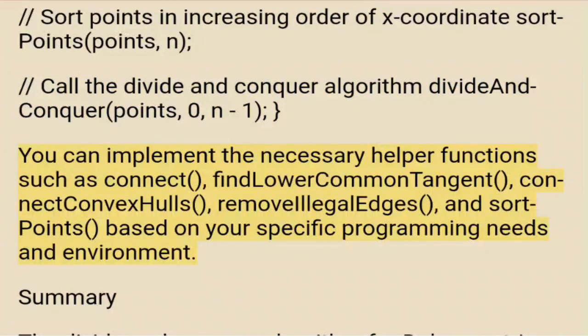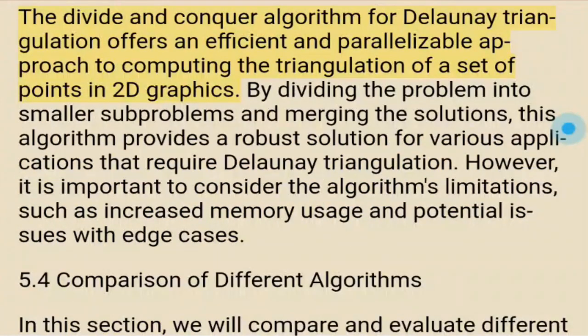You can implement the necessary helper functions such as connect, find lower common tangent, connect convex hulls, remove illegal edges, and sort points based on your specific programming needs and environment. Summary. The divide and conquer algorithm for Delaunay triangulation offers an efficient and parallelizable approach to computing the triangulation of a set of points in 2D graphics. By dividing the problem into smaller subproblems and merging the solutions, this algorithm provides a robust solution for various applications that require Delaunay triangulation. However, it is important to consider the algorithm's limitations, such as increased memory usage and potential issues with edge cases.